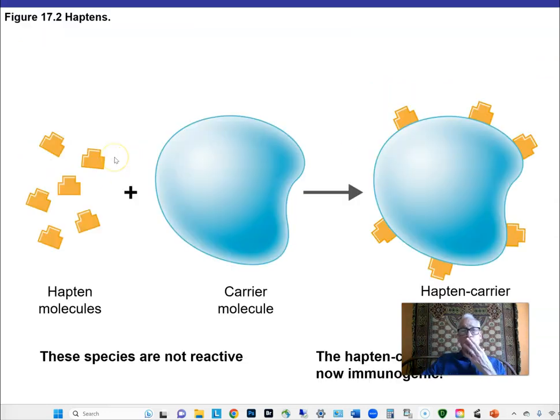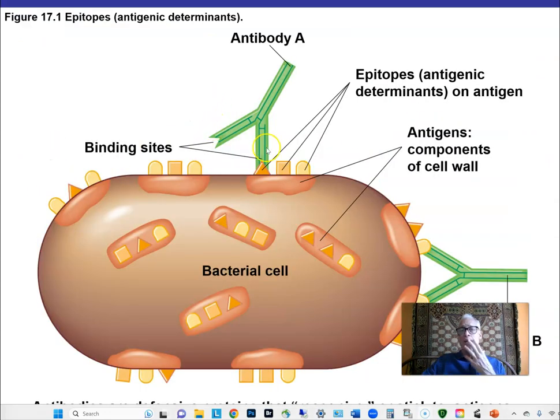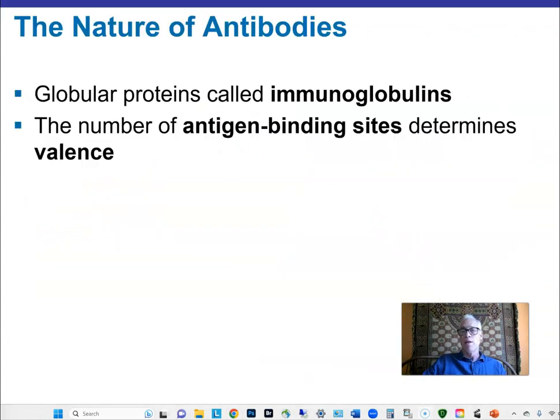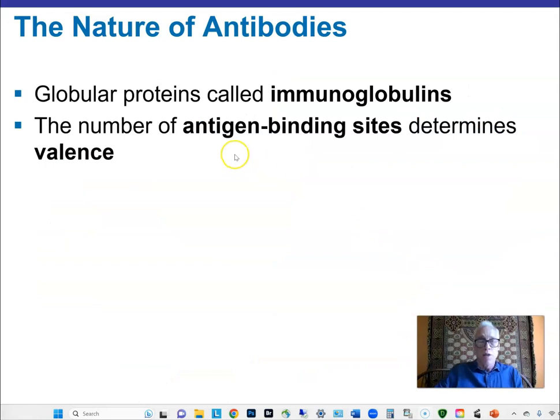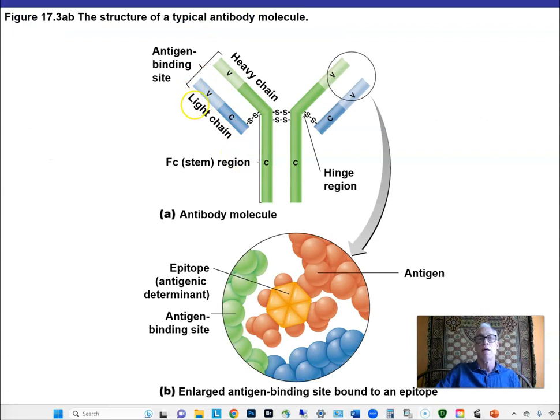Valence just means how many little prongs that could recognize antigen the antibody has, and that's called valence. The antibodies we saw in that picture have two. They have a valence of two. They have two separate binding sites.